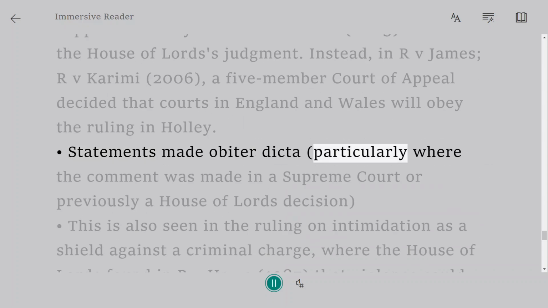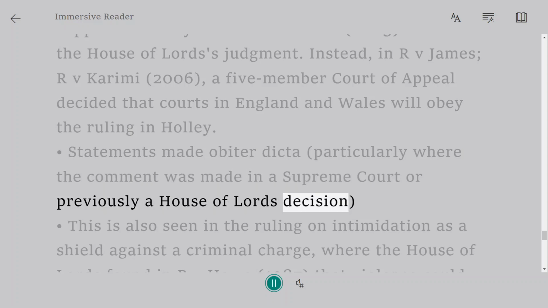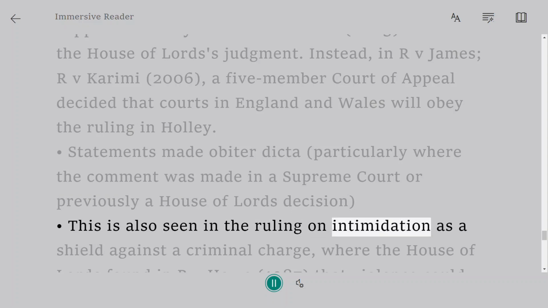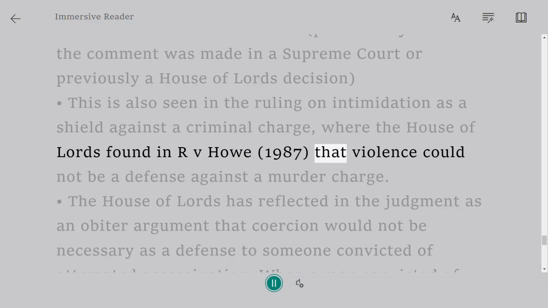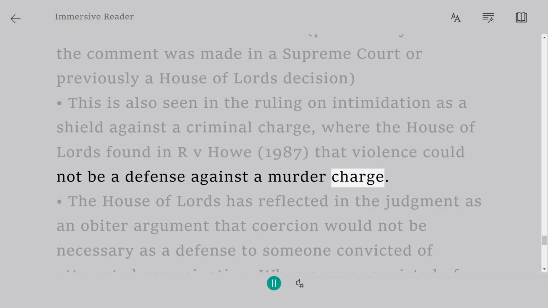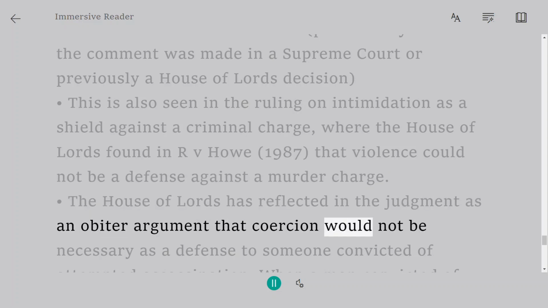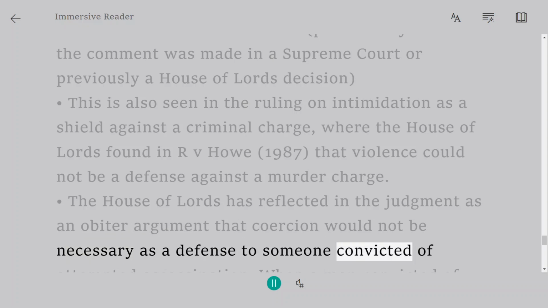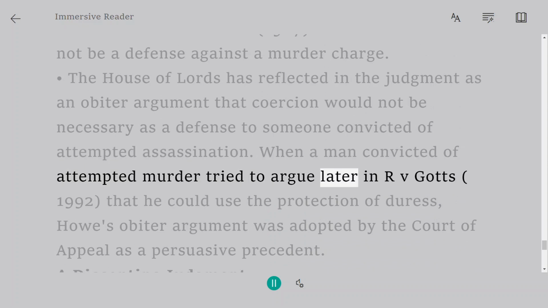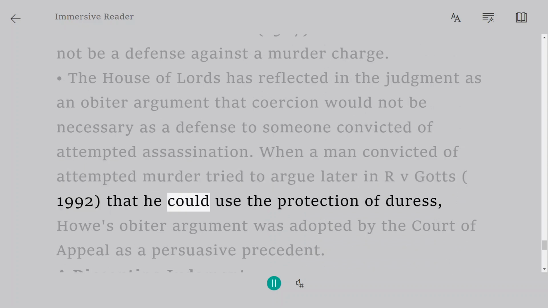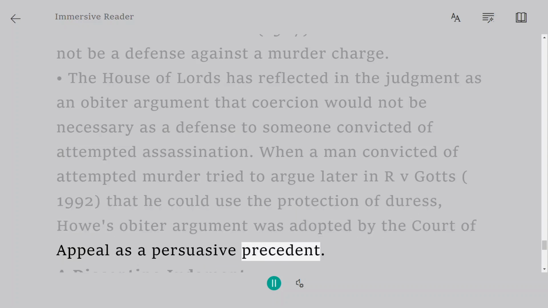Third, statements made obiter dicta, particularly where the comment was made in a Supreme Court or previously a House of Lords decision. This is also seen in the ruling on duress as a defense to a criminal charge, where the House of Lords found in R v Howe, 1987, that duress could not be a defense to a murder charge. The House of Lords stated in the judgment as an obiter argument that duress would not be available as a defense to someone convicted of attempted murder. When a man convicted of attempted murder tried to argue later in R v Gotts, 1992, that he could use the defense of duress, Howe's obiter argument was adopted by the Court of Appeal as a persuasive precedent.